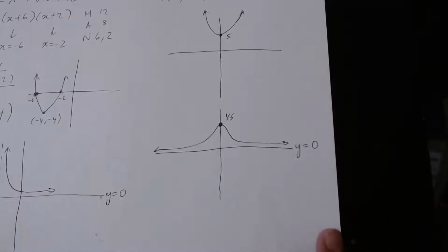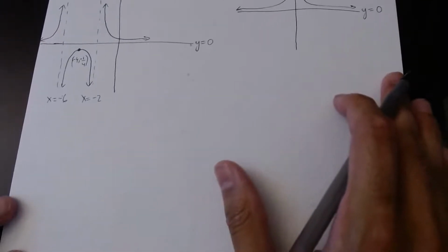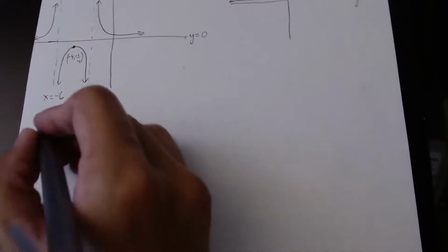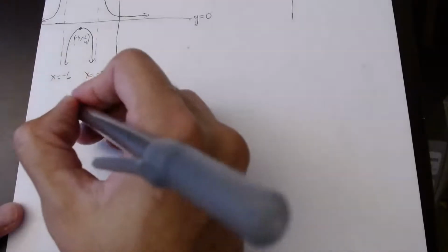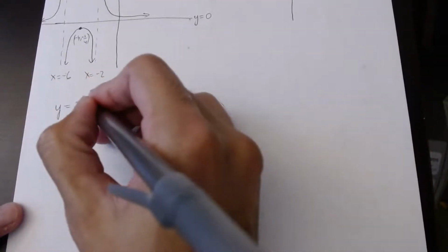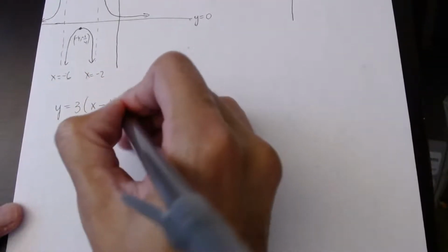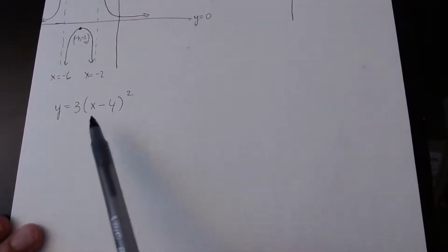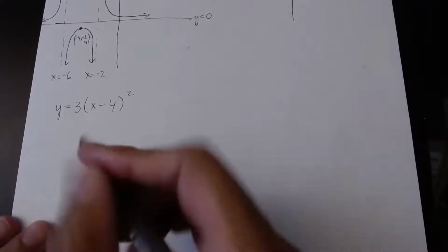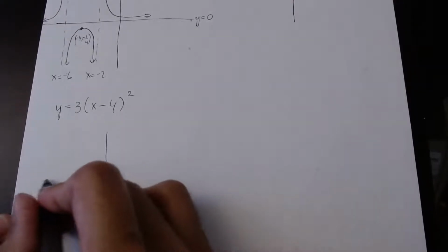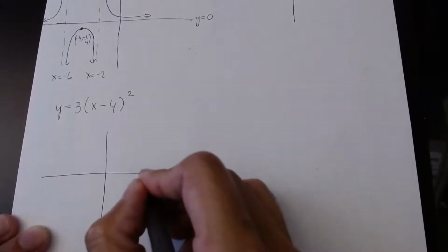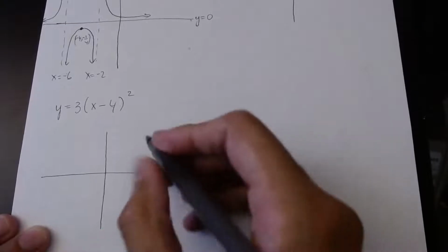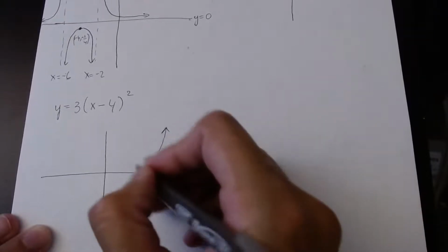questions like this. I'll show you two different questions which are similar but not exactly the same. The first one is, let's say I have y equals 3x minus 4 squared. So if I look at this, this is in factored and in vertex form. Basically, we know that the vertex is going to be the same as the x-intercept, and it's going to be at 4 and 0, and it's going to open upwards.